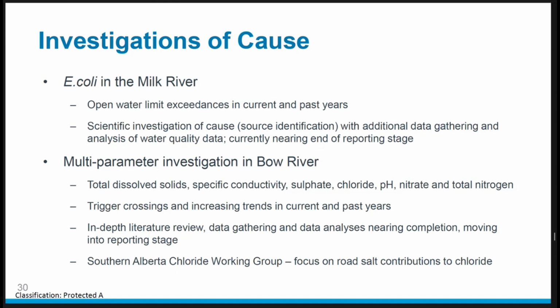Multiple indicators are under investigation of cause on the Bow River. Total dissolved solids, specific conductivity, sulfate, chloride, pH, nitrate and nitrite, and total nitrogen have had repeated trigger crossings in the past, and current reporting periods are showing undesirable trends. An in-depth literature review and analysis of surface water quality data is nearing completion, and we are moving to the reporting stage for these indicators. A working group has been established to support this investigation of cause, which I will discuss further in an upcoming slide.